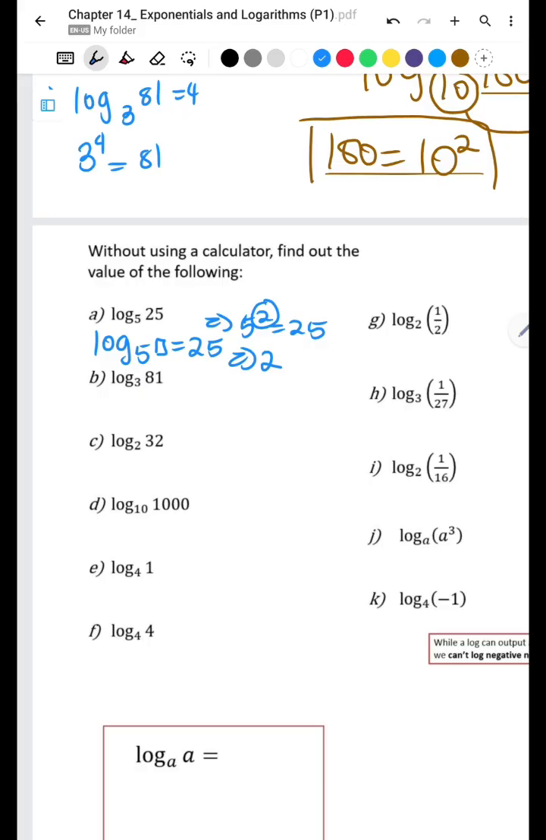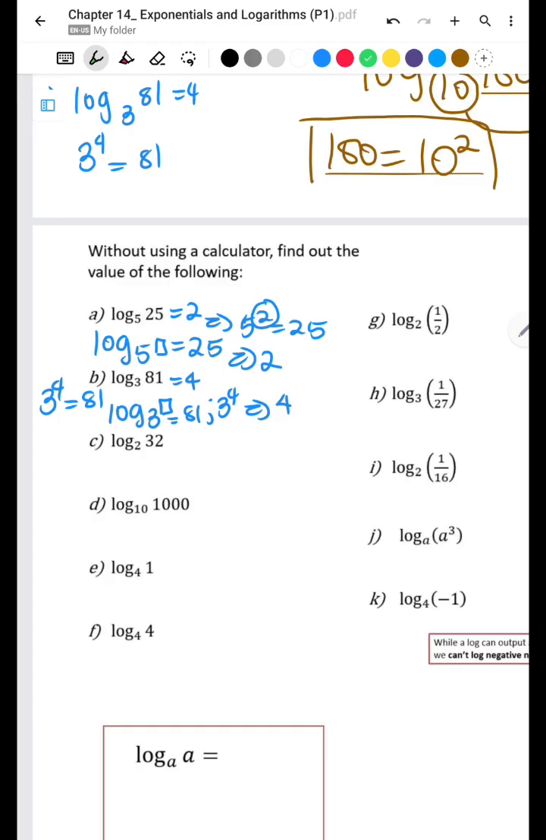Similarly for this, 3 to the power of 4 is equal to 81. So that means log base 3 of what power is equal to 81. That implies we have 3 to the power of 4, which implies our answer here is 4. So this is equal to 4. This is equal to 2.